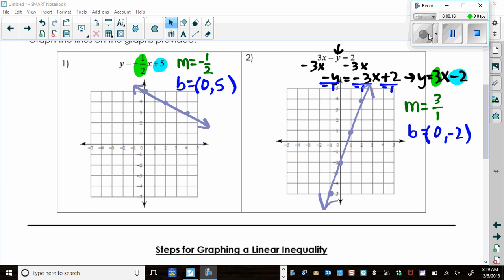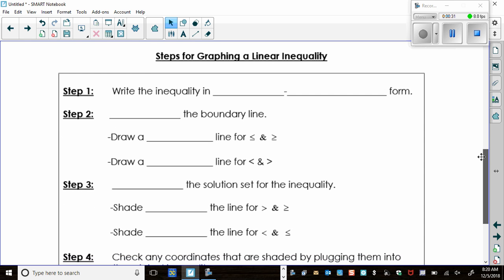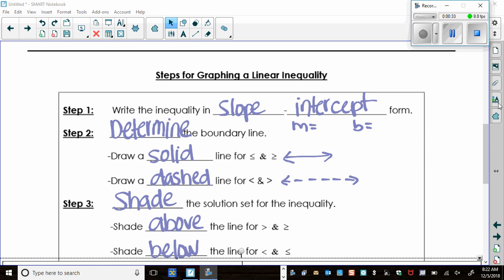Okay, here are the answers to these two problems. Notice that for the second one, you cannot just look at this equation and say that the slope is 3. You have to move it into slope-intercept form. Okay. Now let's go on to graphing the linear inequality.